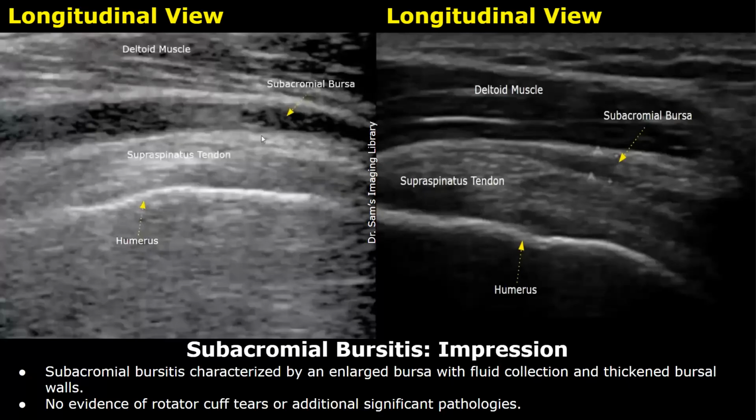This is the impression, subacromial bursitis characterized by an enlarged bursa with fluid collection and thickened bursal walls.